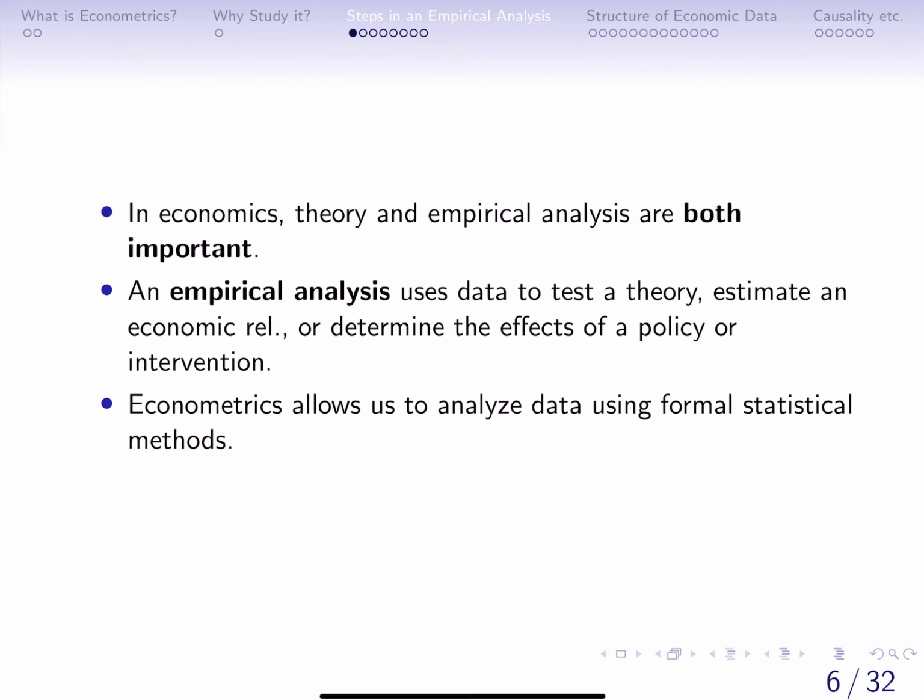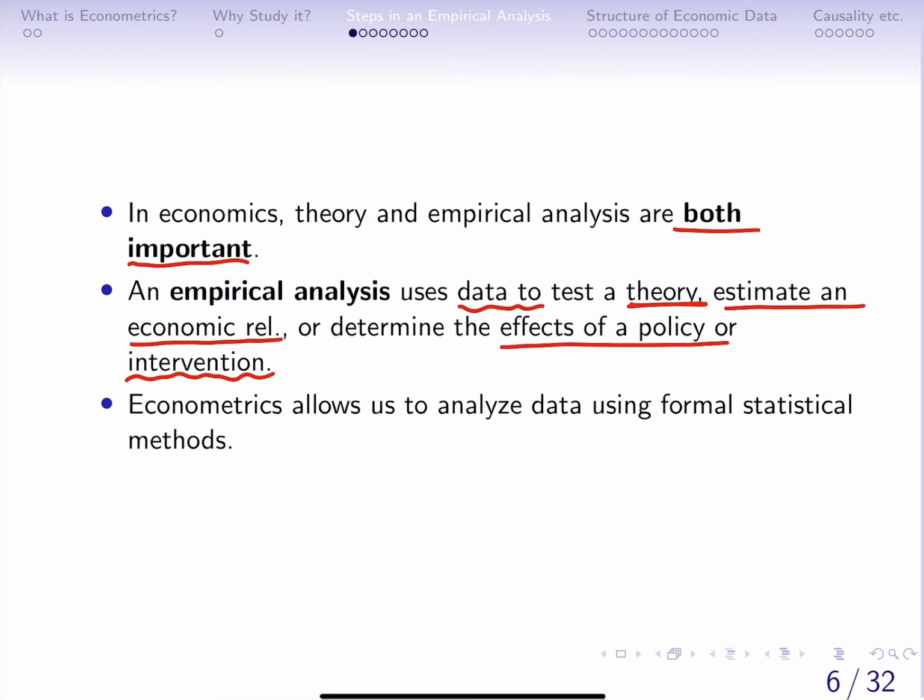So since we know both of these are important, in an empirical analysis, we really want to use data to test some sort of economic theory or quantify or estimate an economic relationship between two or more variables, as well as determine or quantify the effects of some sort of a policy change or even an intervention. Like in the last video, we talked about giving incentives for people to get vaccinated. Now, econometrics is going to allow us to do all of that. We can analyze the data and we can borrow from the statistical knowledge that we have, okay?